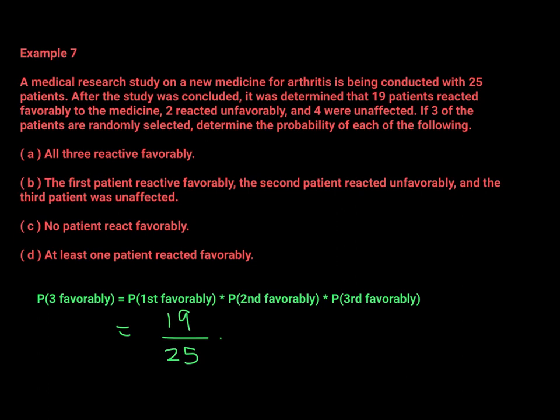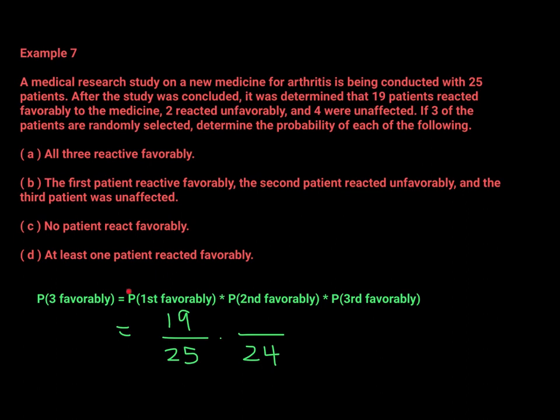Now, they have chosen one patient already. So now there's not 25 anymore, there's 24. So when they select the second patient, there's now 24 total, no longer 25. And now there's not 19 patients that reacted favorably because you've chosen one of them already. So we're assuming that this happened, right?